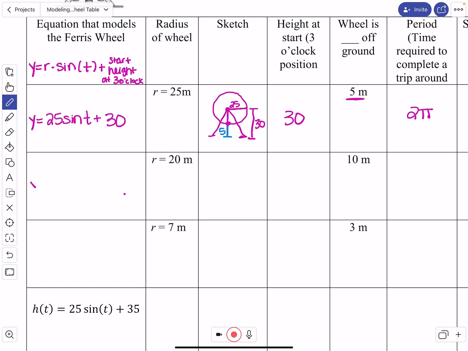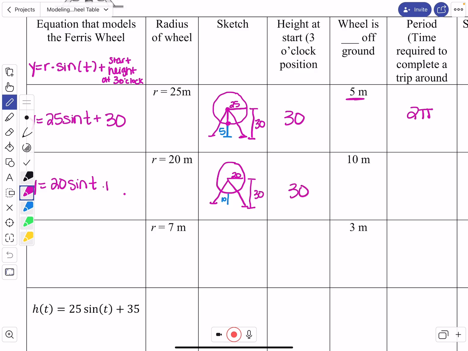All right, so for the second one, if we start off, we can go ahead and put 20 sine of t. All right, if we draw our little sketch here of our Ferris wheel, we know that our radius is 20, and we know that the height off the ground from here to here is 10. So 20 plus 10 is also going to be 30. So we're going to put plus 30 here. And our period is still going to be 2 pi. And these are in meters.